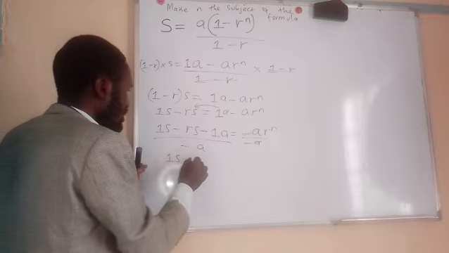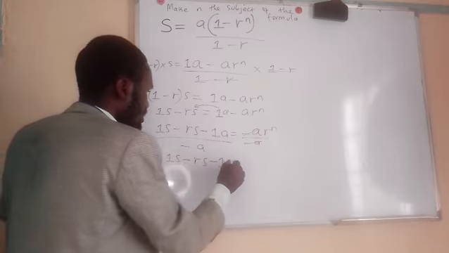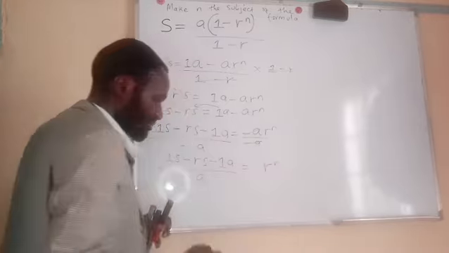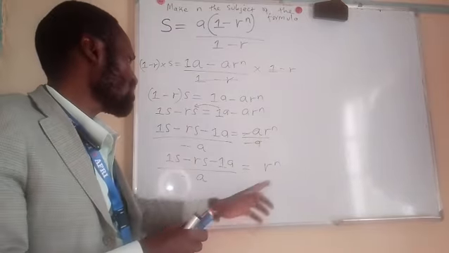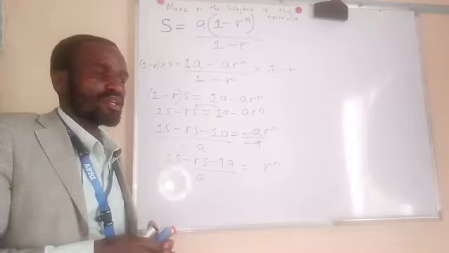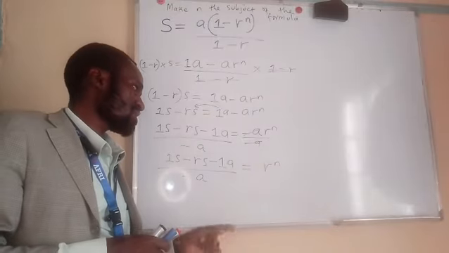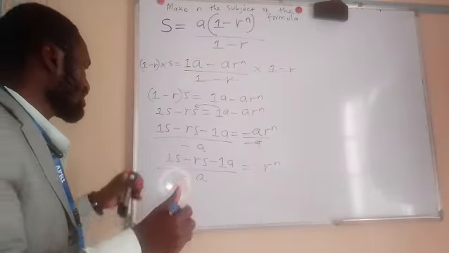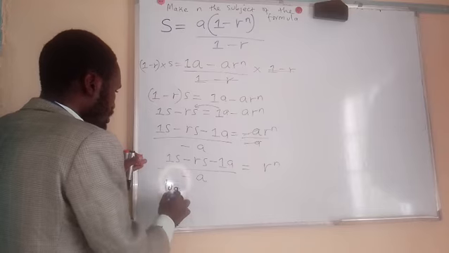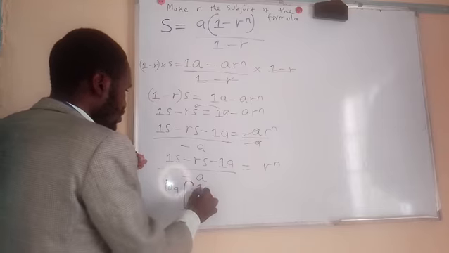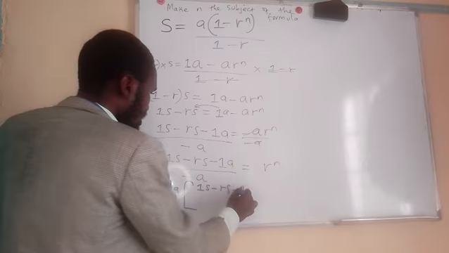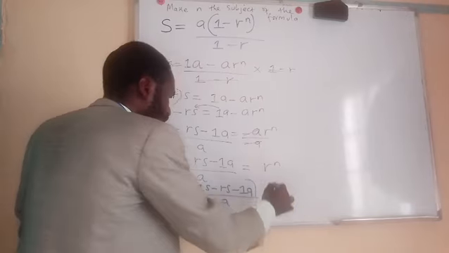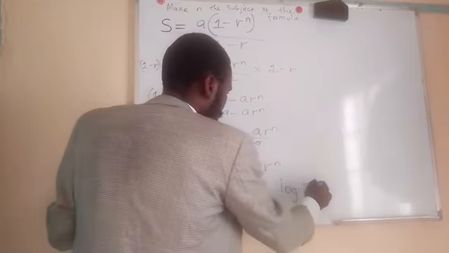So we shall be left with 1S minus RS minus 1A over negative A. The answer must be equal to R raised to N. Then, how do we even drop this N for us to make it the subject of the formula? We shall only be able to drop this power, which is now the one we are supposed to make the subject of the formula, by introducing logarithm. So we shall say log into brackets 1S minus RS minus 1A, then divide this by negative A. So this must be equal to log R raised to N.